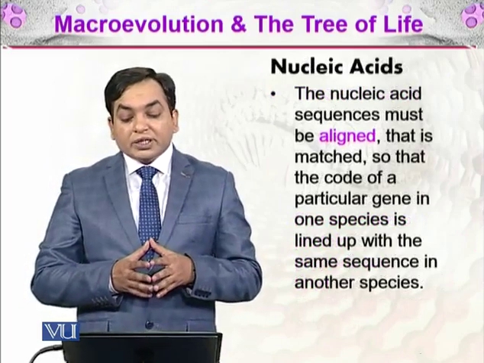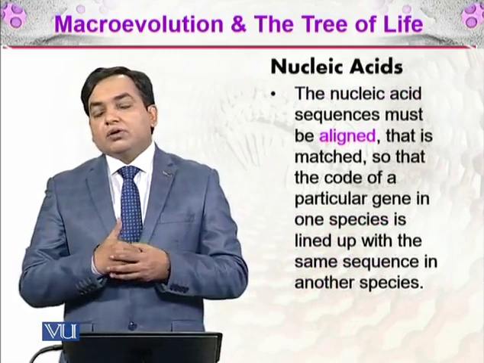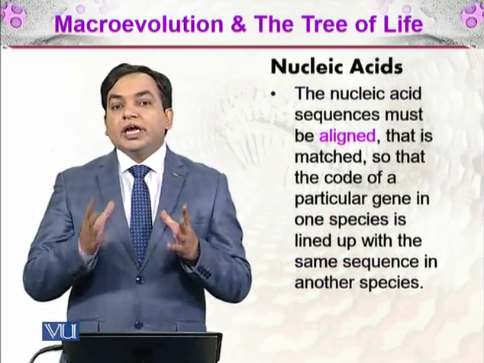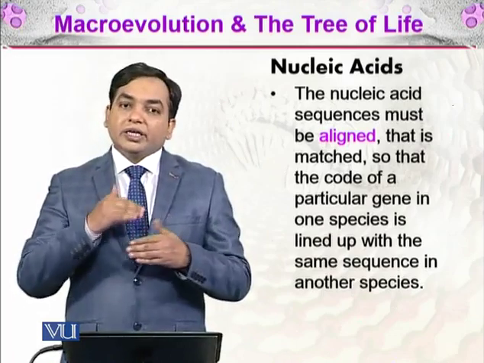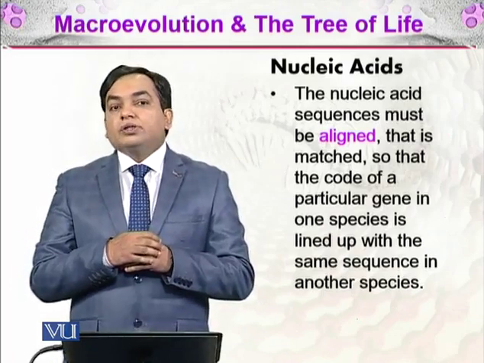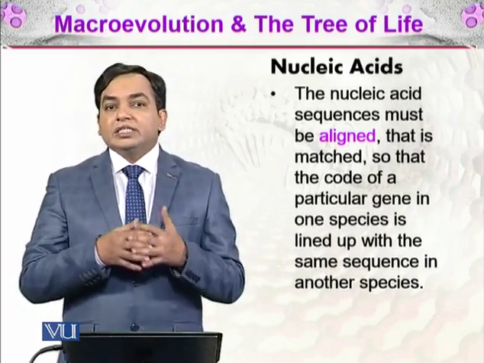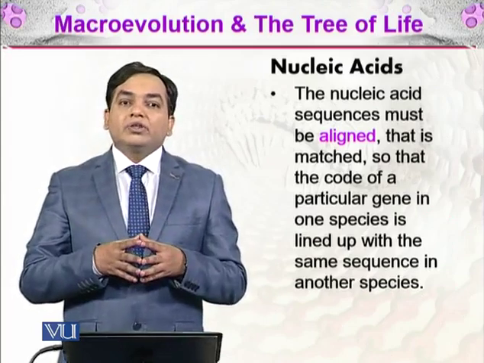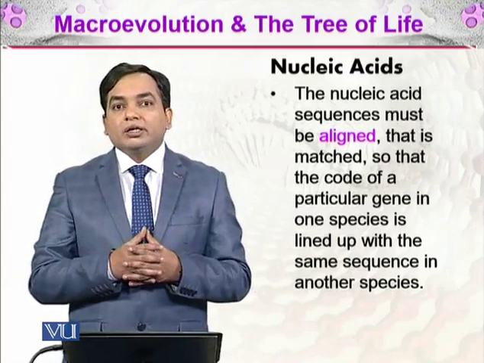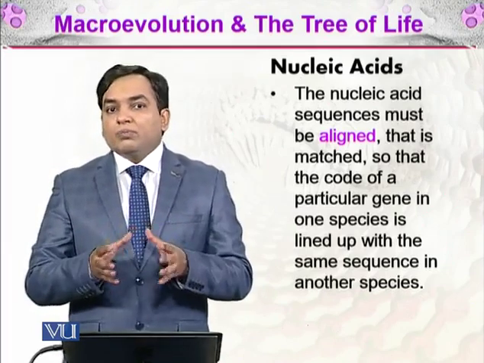And the nucleic acid sequences must be aligned, right? For example, you know that A, G, T, C are the four bases which make up the nucleic acids. And if you align the DNA and RNA sequences together, then you can see whether two organisms share the same common DNA or RNA, right? So normally we do that with DNA sequences. We align them and see which ones are more related, right?